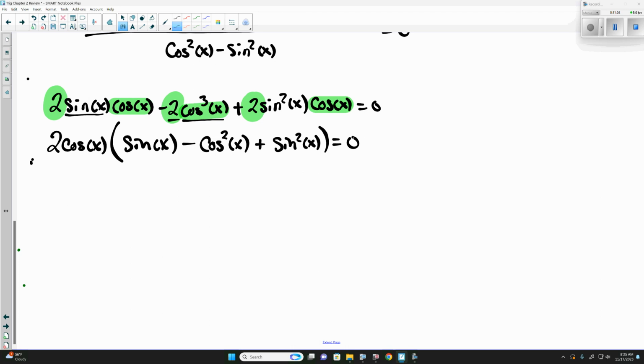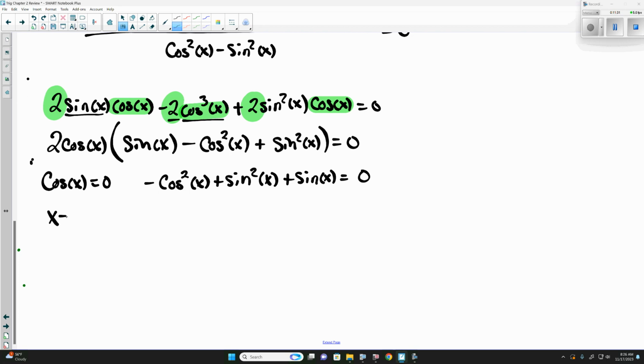Whenever we have two or more things multiplied together to equal 0, one of them must be 0. So we're saying either cosine of x is 0, or I'm going to rewrite this a little bit. Negative cosine squared of x plus sine squared of x plus sine of x is equal to 0. Now out of all three of these, one of them is nice, and that's cosine of x. It's already equal to 0. The two spots where cosine is 0 are pi over 2 and 3 pi over 2. Finish with that one there. The other side.